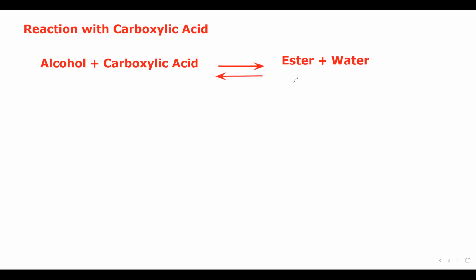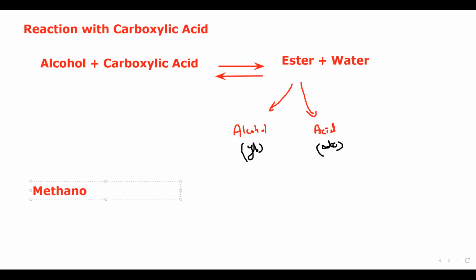So what are esters? The name of the ester has two parts. The first name comes from the alcohol, and the second name comes from the acid. The name coming from the alcohol should end in -yl, and the name coming from the acid should end in -oate. I'll give an example so you will understand this. Like if I say I have methanol plus propanoic acid.